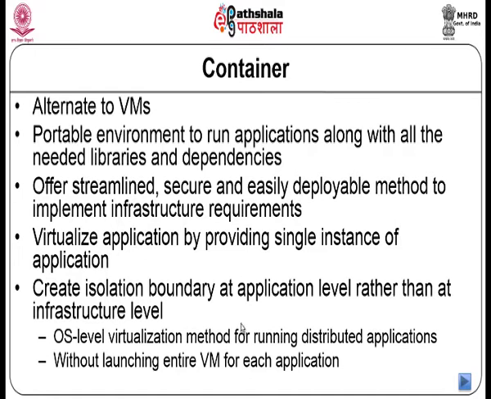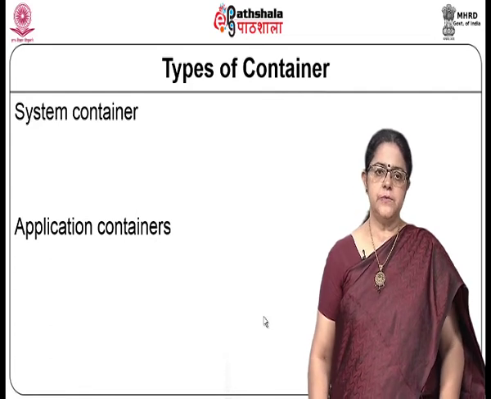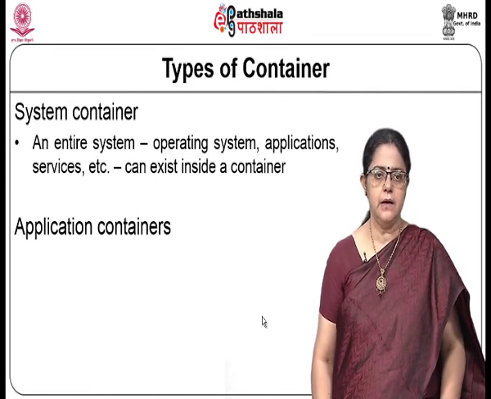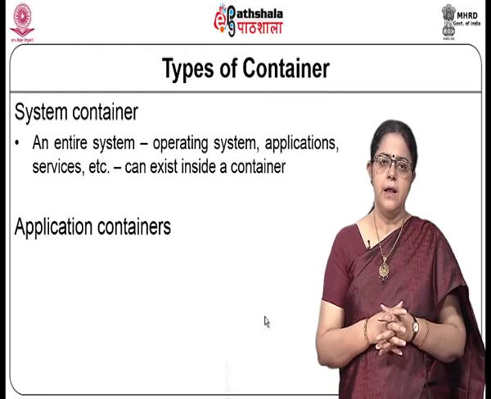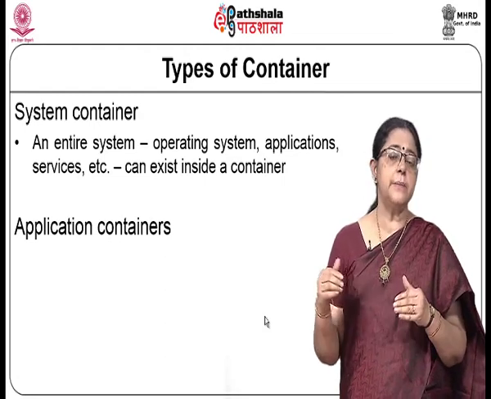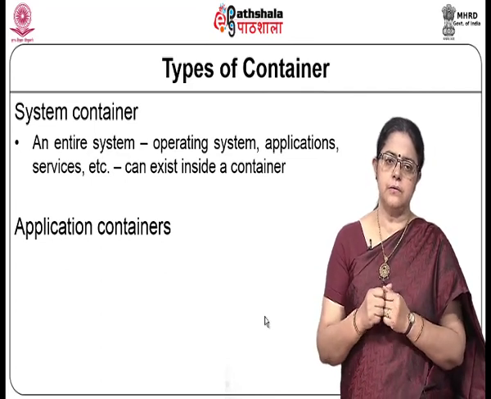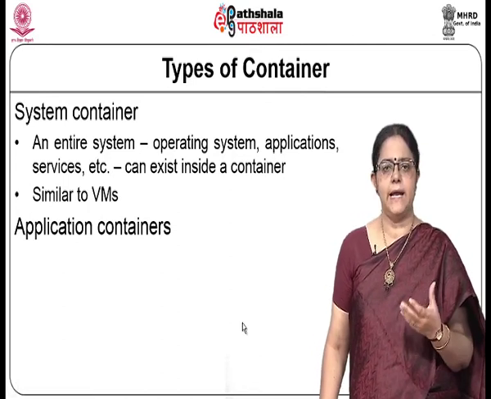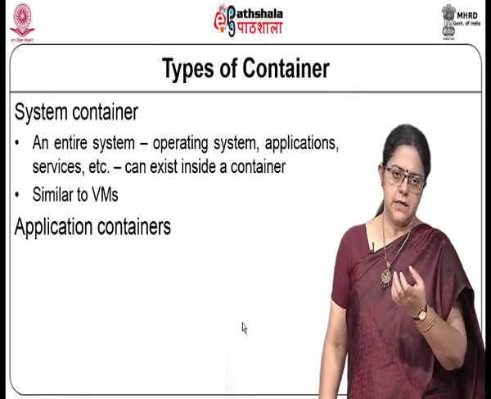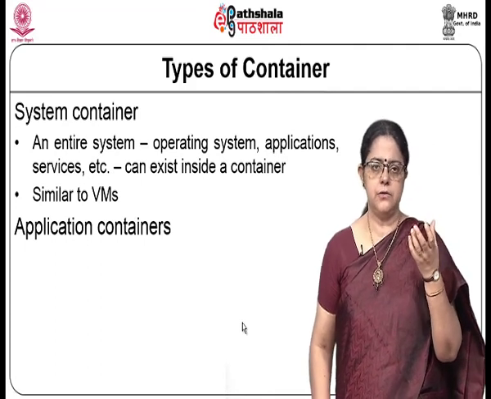This is OS level virtualization without launching an entire VM for each application. So, what are the different types of containers? There are two types of containers, system container and application container. In a system container, the entire system, the OS, application services, etc., can exist in one container. So, these are bigger containers which allow many components to reside together, and so this is more like a virtual machine which has its own operating system, its own hardware components and its application, etc.